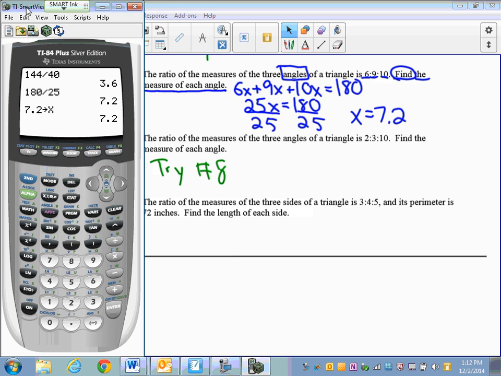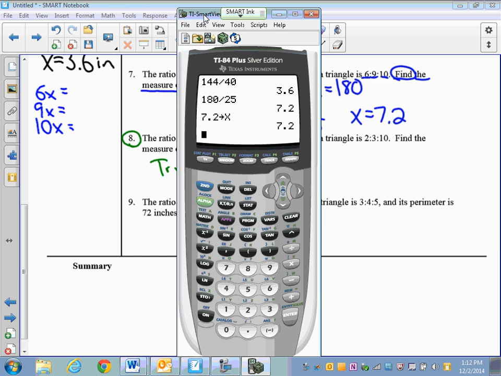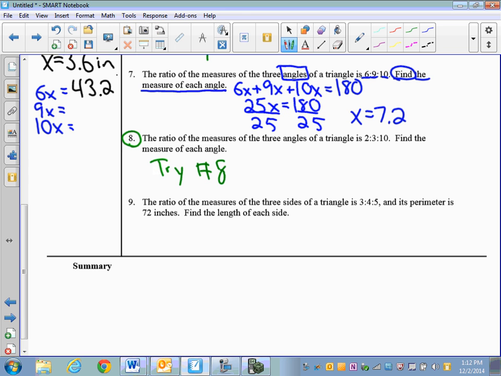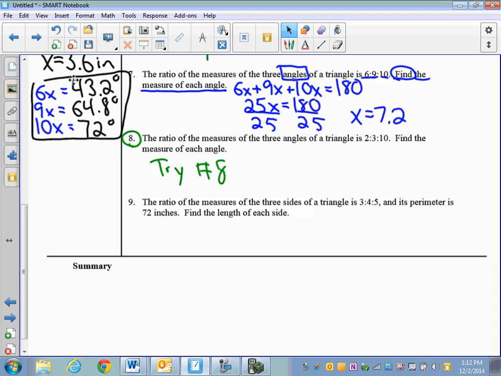So now what I'm going to do is type in 6x, 9x, and 10x. So those are going to be my 3 angles. So 6x is equal to 43.2 degrees. 9x was 64.8 degrees. And 10x was 72 degrees. Those are the three angle measures that I was looking for in number 7.